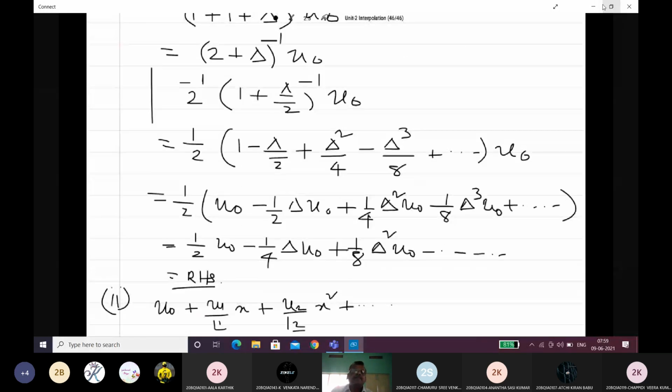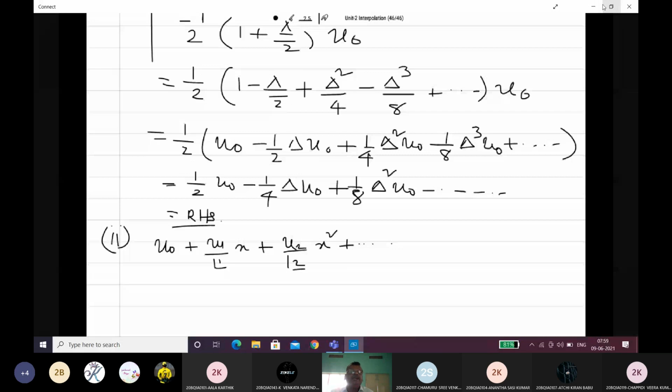This is yesterday's problem, and we have to continue the remaining two parts of the problem. We have to prove that u0 plus u1 by factorial 1 x plus u2 by factorial 2 x square and so on is equal to e power x into u0 plus x by factorial 1 delta u0 plus x square by factorial 2 delta square u0 and so on. That we have to prove here.